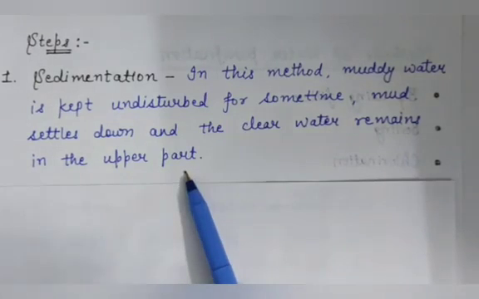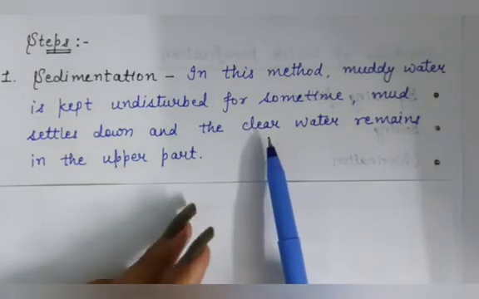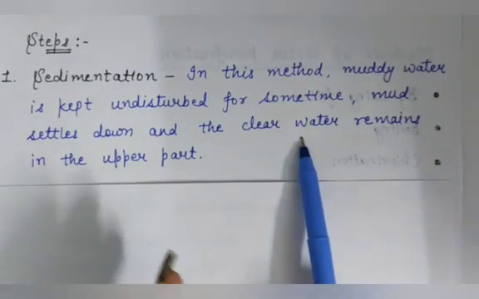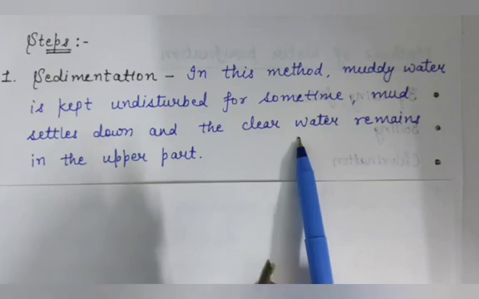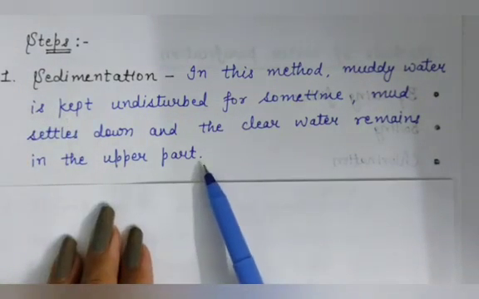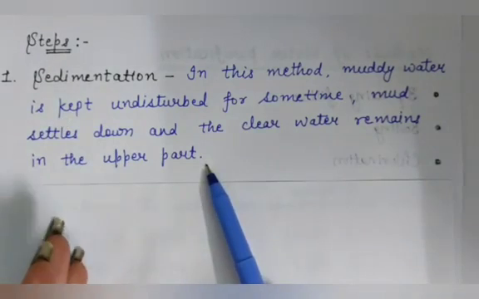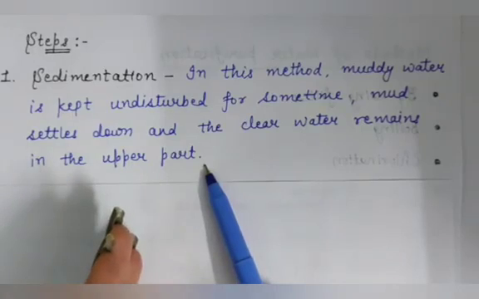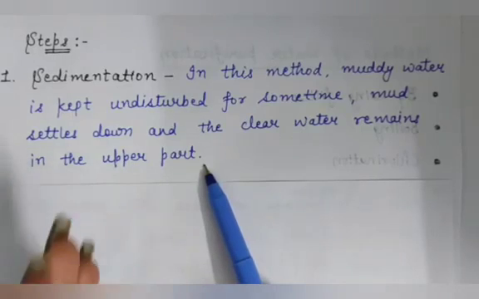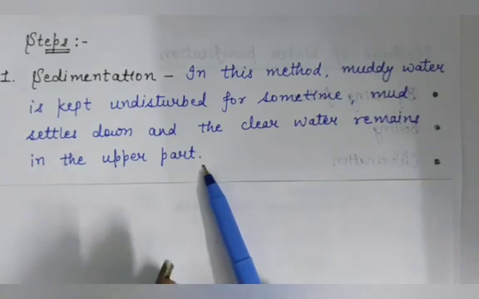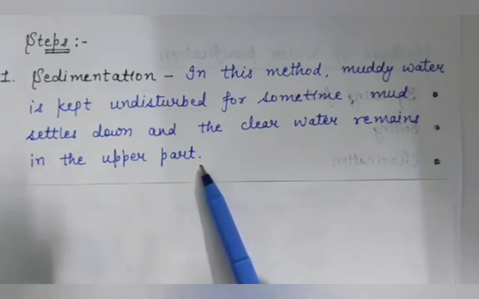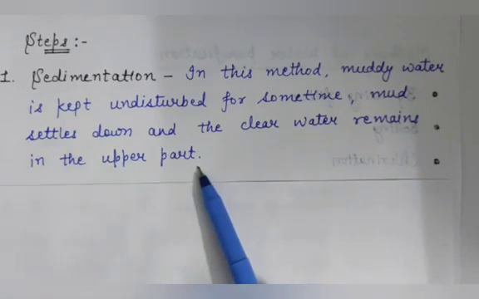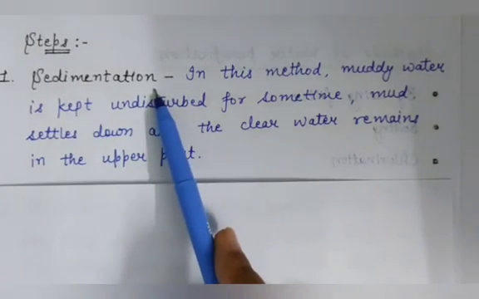Why? Because it is on the upper part. So we can separate the clear water by pouring it into another container. Okay, so this is the sedimentation process. It means the water that is pumped from a river into a tank is allowed to stand for some time and the heavy particles settle at the bottom of the tank, and after that we can separate the clear water from the tank, and this process is called sedimentation.